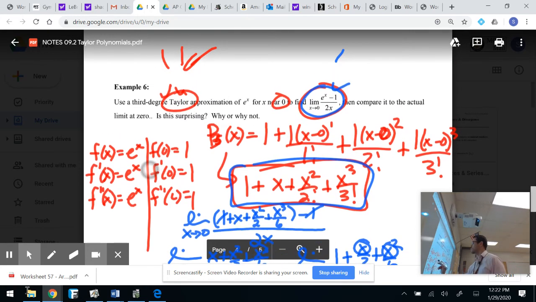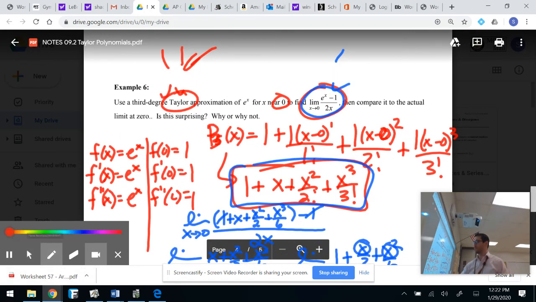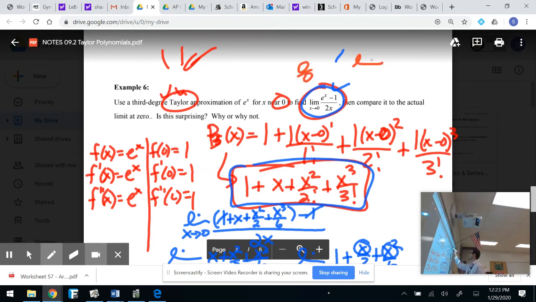Well, how are we supposed to do original limits? Well, the way we're supposed to do original limits is direct sub. If you direct sub, you get 0 over 0 for this problem. What happens if we get 0 over 0? We L'Hopital it, right?